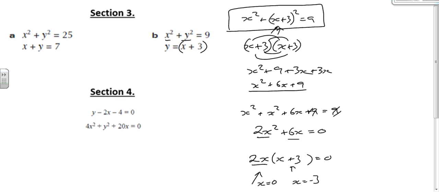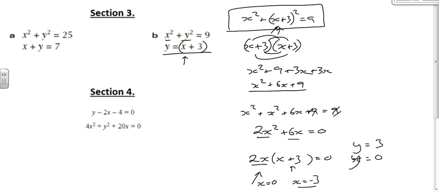And then once you've got that, we need to work out what the corresponding y values are. Well, for the first one, if I say that x is 0, y equals 0 plus 3, so y equals 3. For x, when x is minus 3, y is minus 3 plus 3, which equals 0. So we've got x is 0. So we've got y as 0.